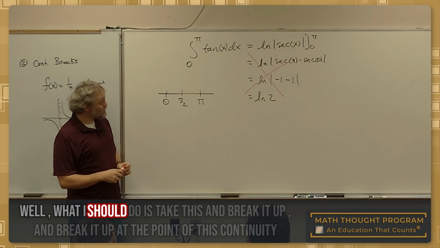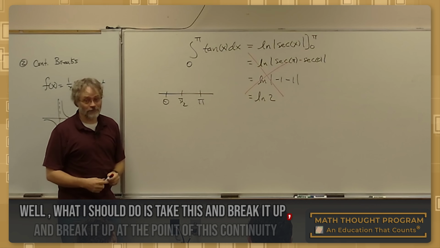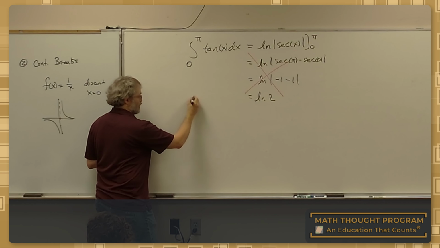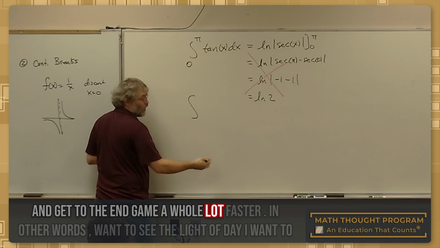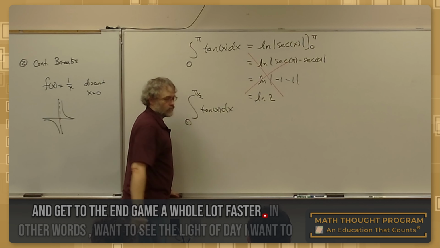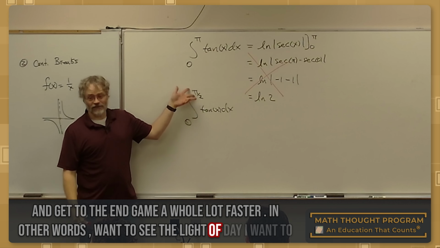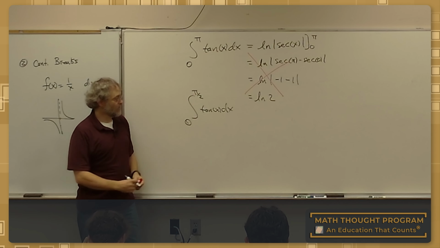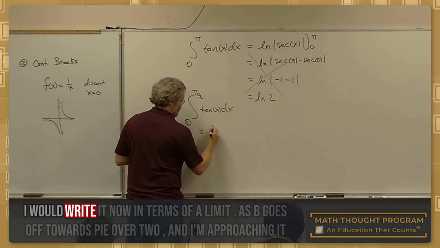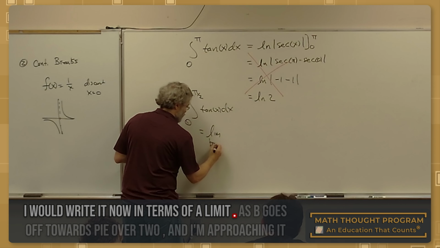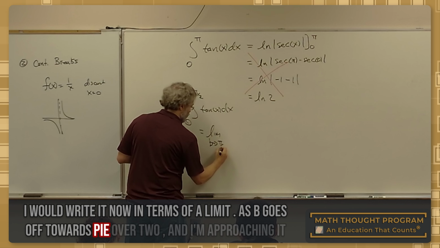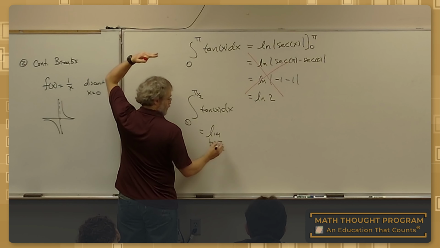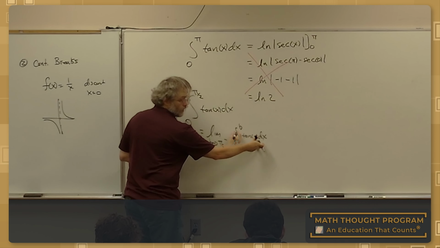Well, what I should do is take this and break it up at the point of discontinuity and get to the end game a whole lot faster. In other words, I want to see the light of day. I want to pull it up so I can really see the discontinuity. I would write it now in terms of a limit as b goes off towards pi over 2, and I'm approaching it from the left side.